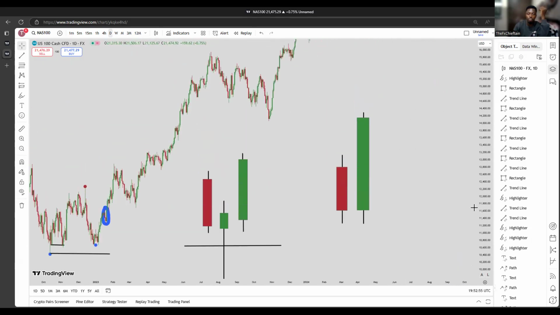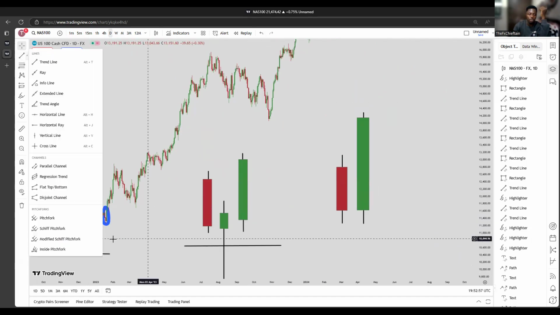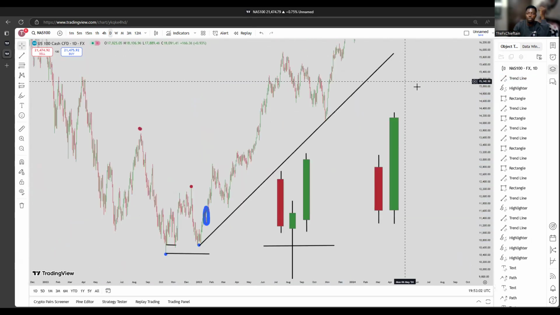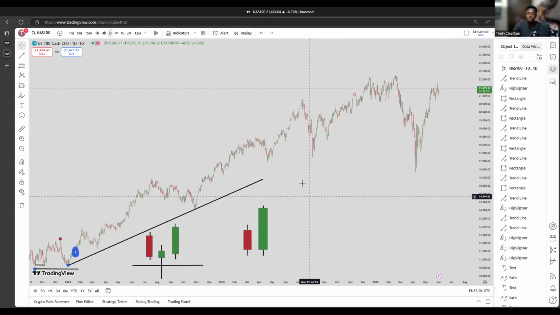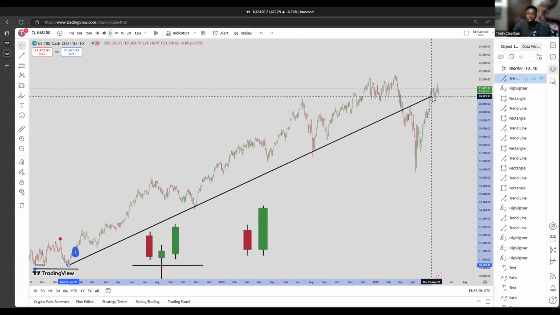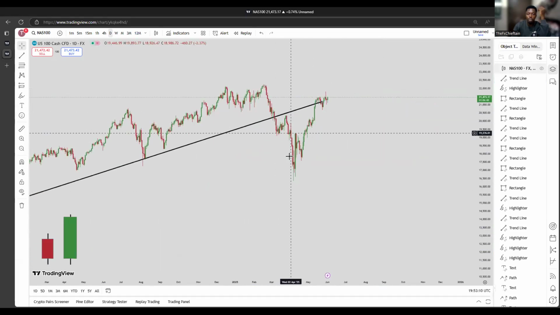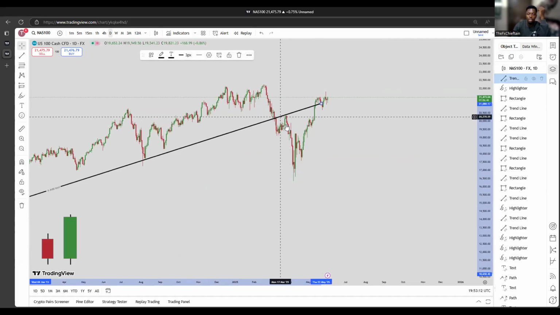Let's assume we run our trend line so far. You want to extend the trend line to the future, and this is what a break and a retest looks like. The market has retested this level at this place.